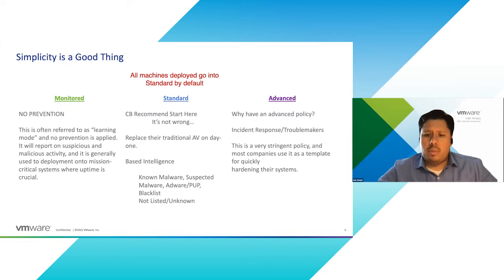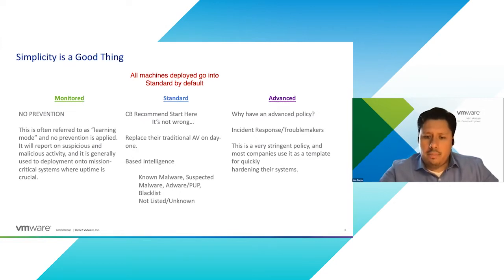It will report on suspicious and malicious activity, and it is generally used to deploy Carbon Black on mission critical systems where the uptime is crucial. So this is very important because when we're going to install Carbon Black on some critical systems, or on a system that is currently using another security technology, we can start using monitor just to make sure everything is stable, everything is going fine, and we're avoiding any unwanted blocking.